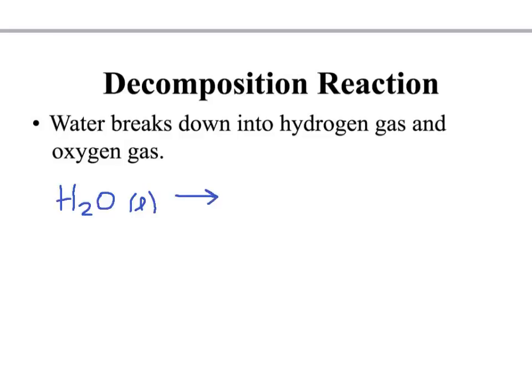It produces hydrogen gas. Don't forget, hydrogen is diatomic, and that's a gas, and oxygen gas, which is also a diatomic molecule. So we've got water decomposes into hydrogen gas plus oxygen gas, and then we want to balance it with 2. All right, so this is our decomposition reaction.